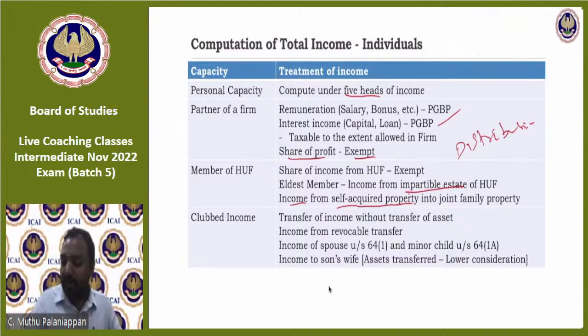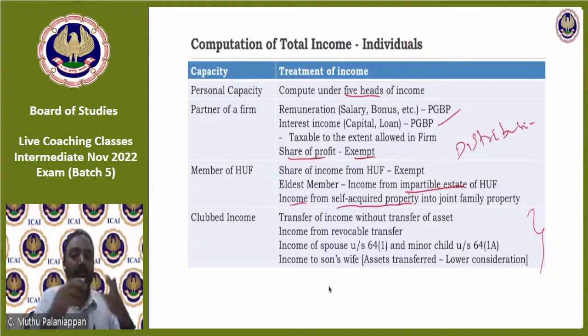And when you say clubbing of income, we already studied there could be transfer of income without transfer of asset. Sometimes there will be income from revocable transfer, because irrevocable transfer is not clubbed. And then you have spouse income, minor children income, and income to sons. So all this will be considered under clubbing of income. These are basically relating to individuals.